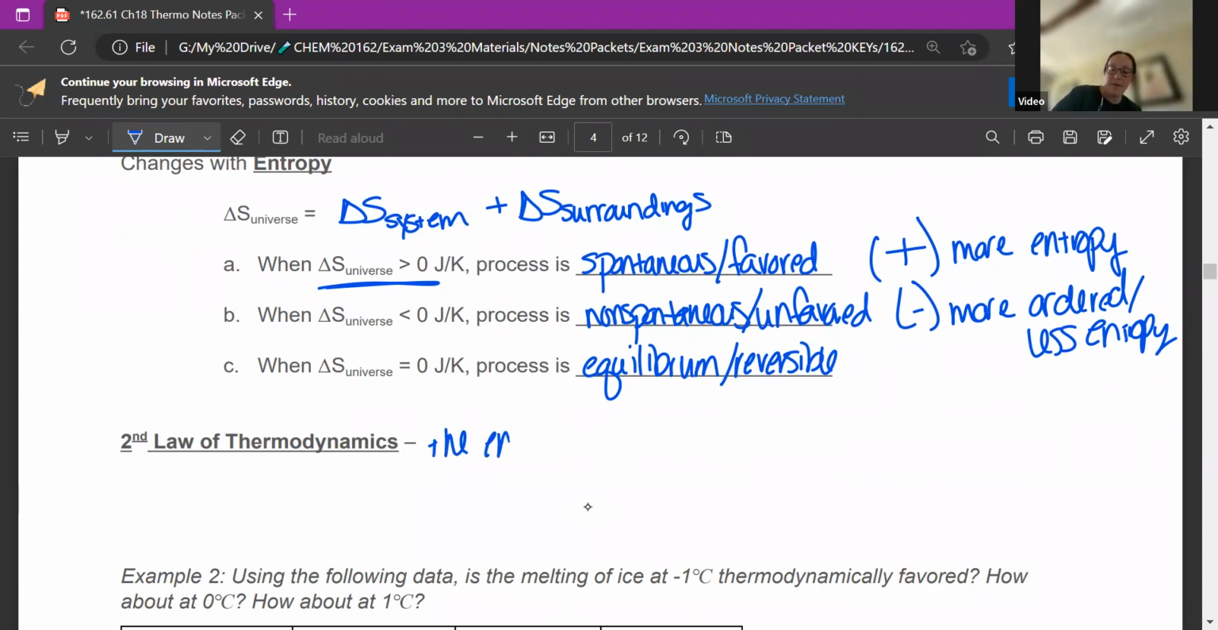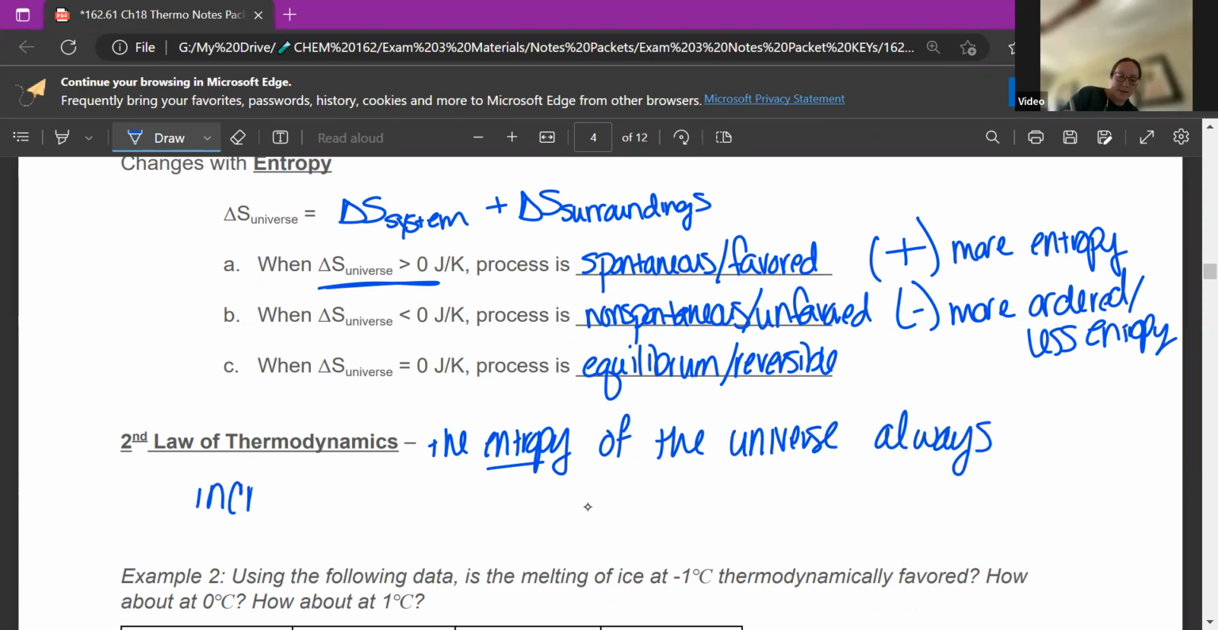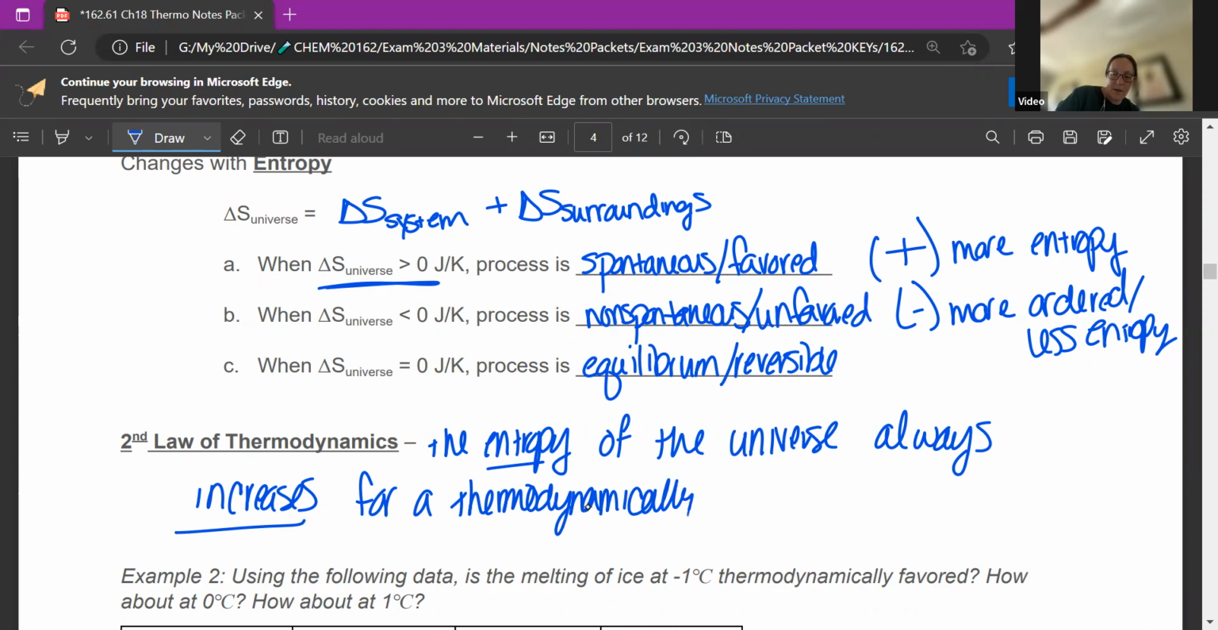The entropy of the universe always increases for a thermodynamically favored, aka spontaneous, process.